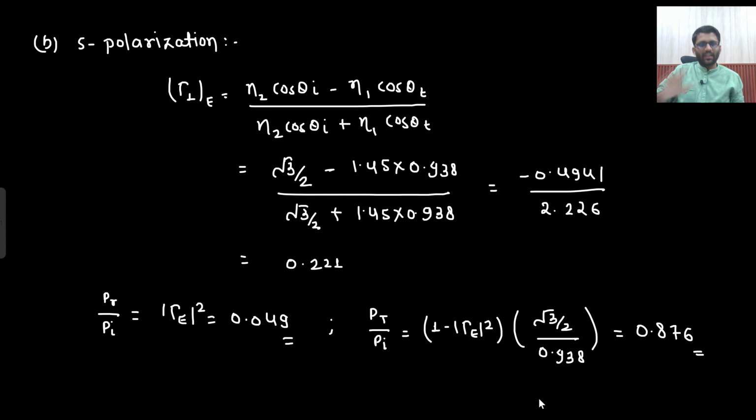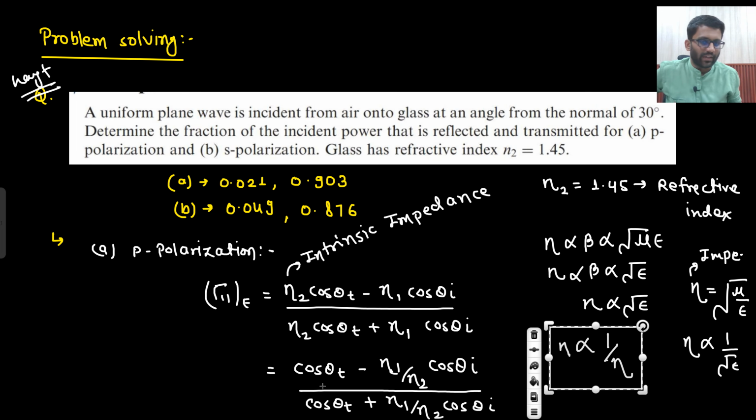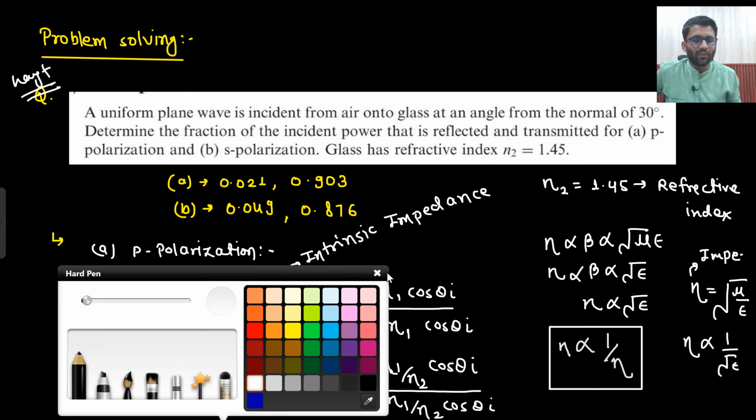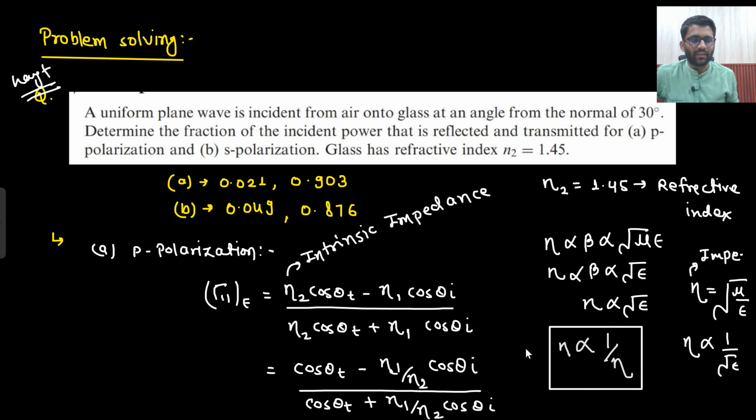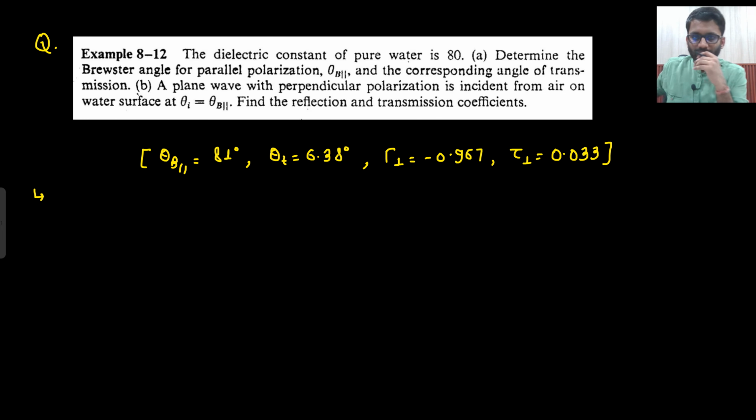Yes, it involves calculation. But if you know this relation, which is a very important thing we derived from this expression, that refractive index and intrinsic impedance are inversely proportional to each other, then it will be solved very easily and very quickly. Is that clear? Okay, let's get to the next question.